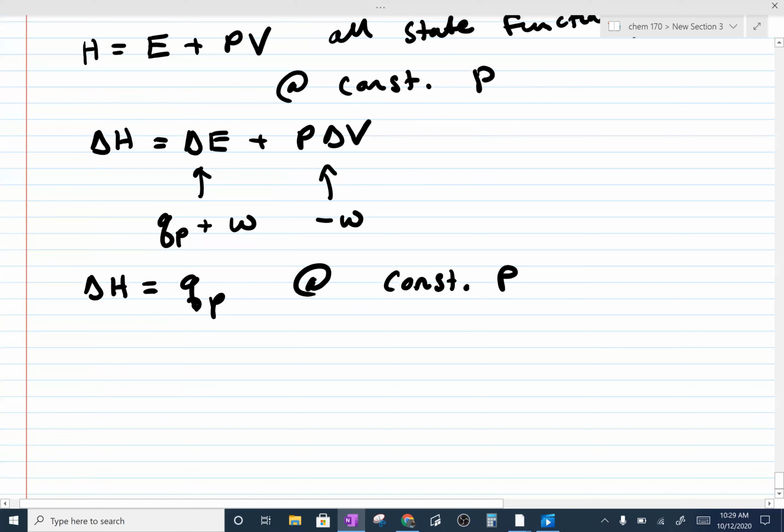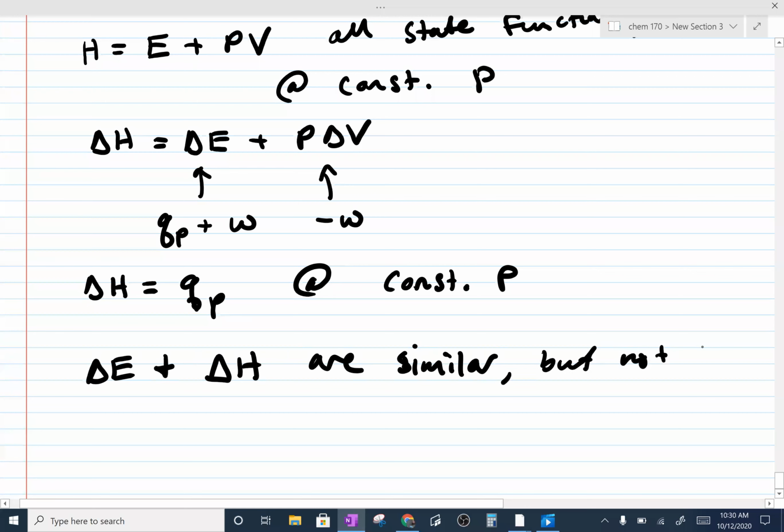So delta E is equal to Q at constant volume, and delta H is equal to Q at constant pressure. They seem pretty similar. Delta E and delta H are very similar, but not the same. They're not the same, but they are very often similar.